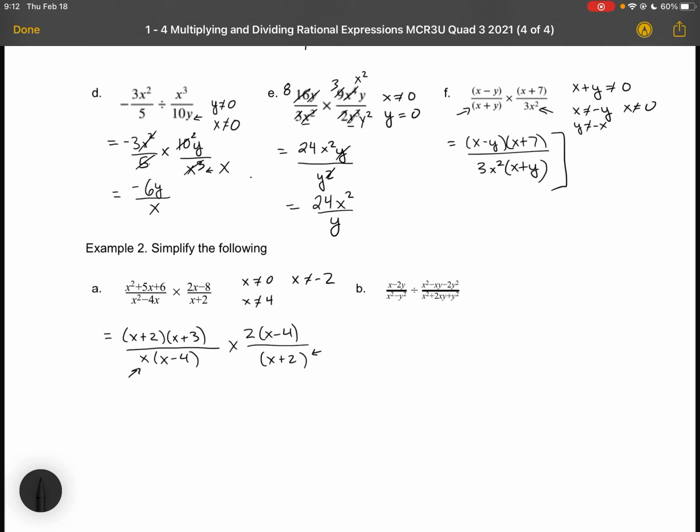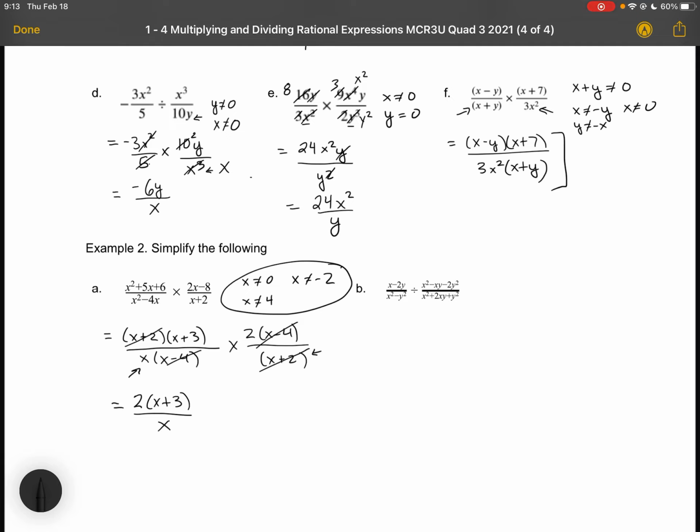Now that I've done that step, I'm going to go ahead and check and see if I can reduce. I notice that I've got x plus 2 on the top left and x plus 2 on the bottom right, so I can cancel those out. And then I notice that I've got x minus 4 on the bottom left and x minus 4 on the top right, so I can cancel those out as well. And then I can go ahead and multiply the tops together and multiply the bottoms together, leaving me with x and my restrictions up here.